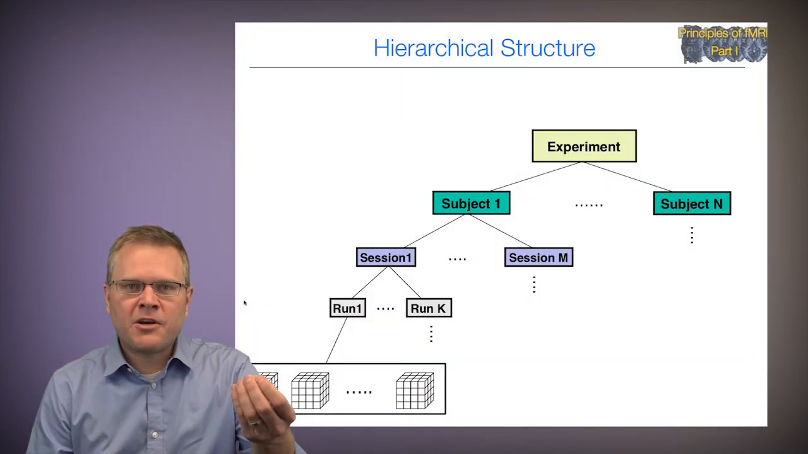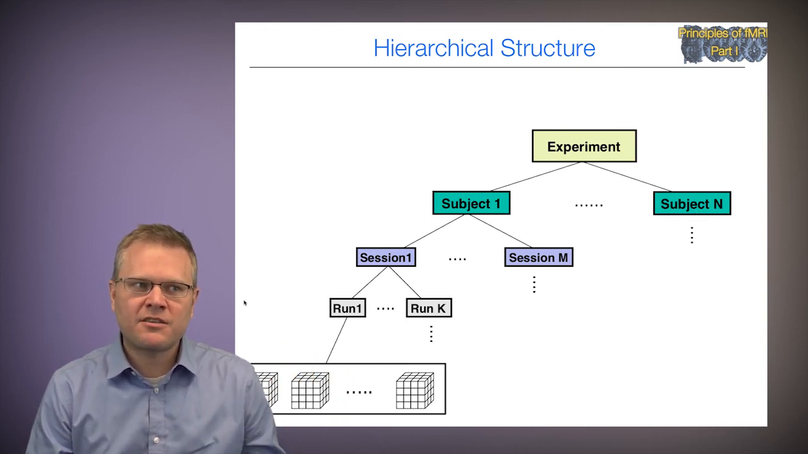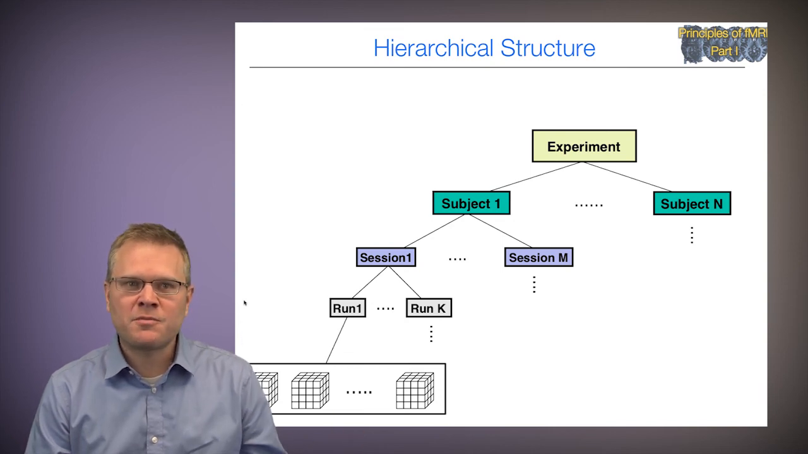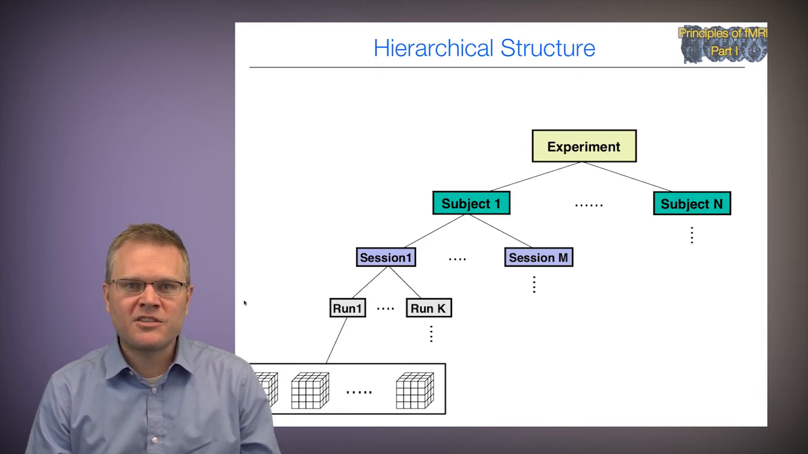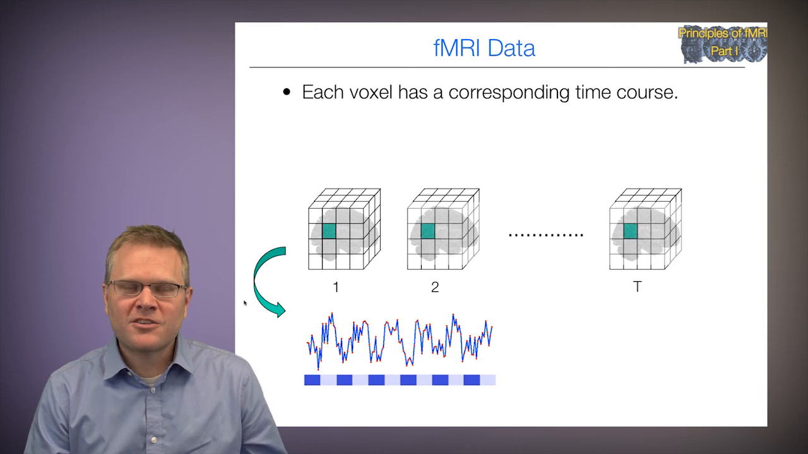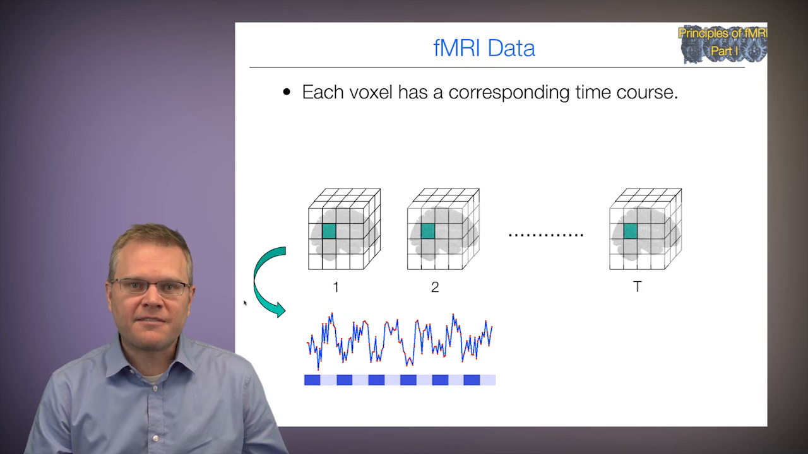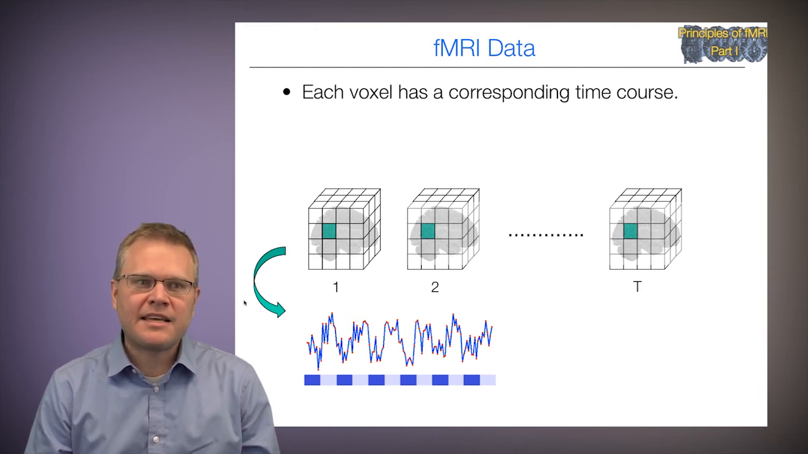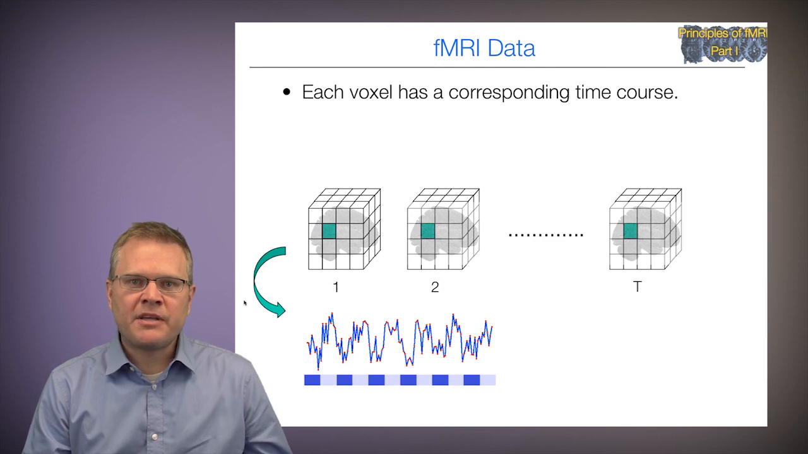So this suggests that there's a hierarchy going from the experiment, with subjects nested within the experiment, sessions nested within each subject, runs within each session, and then brain volumes within each run. The brain volumes are measured sequentially over time, and each voxel has a corresponding time series associated with it. This is the final level where we analyze the data, on the time series level. But we also want to look at these time series and ask what they can say about the population of subjects that we studied.